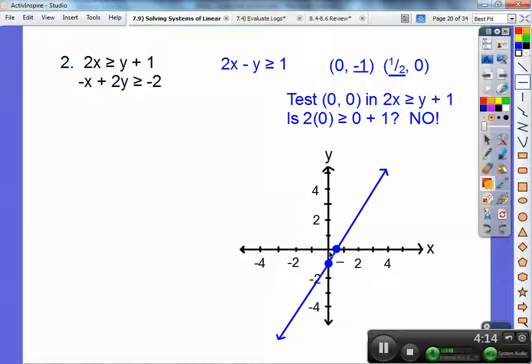So I'm not going to shade the side that (0, 0) is on. I'm not going to shade this side. I'm going to shade this side over here. So let me go ahead and put an arrow so it's a reminder, because I still have to graph this guy next. Let's go ahead and graph that guy.